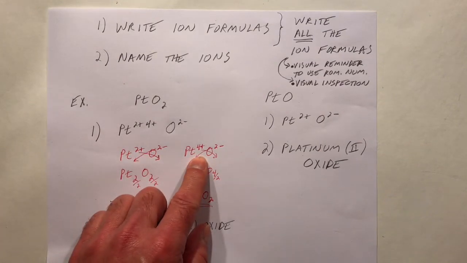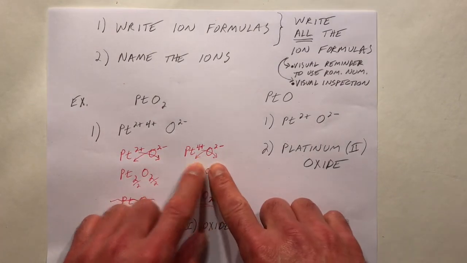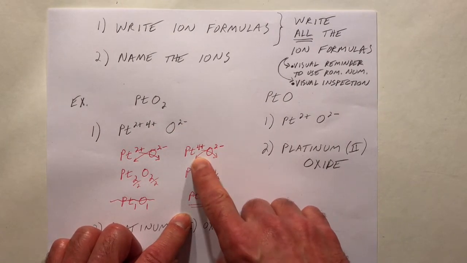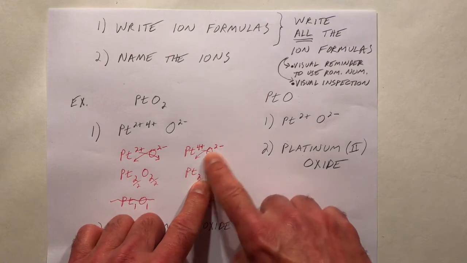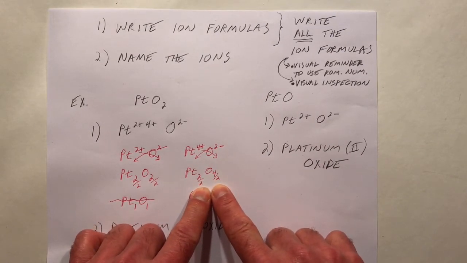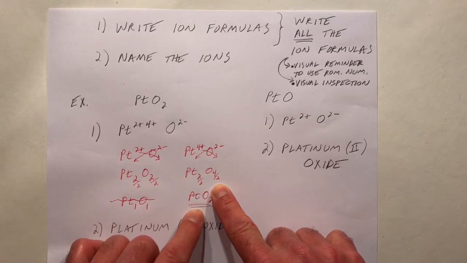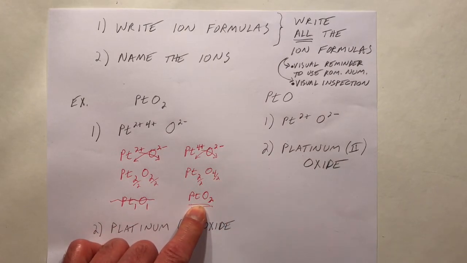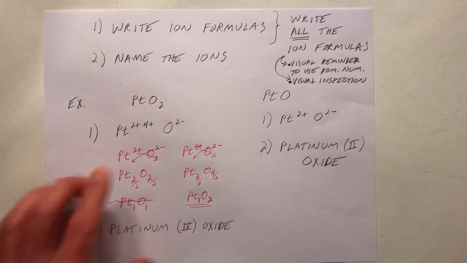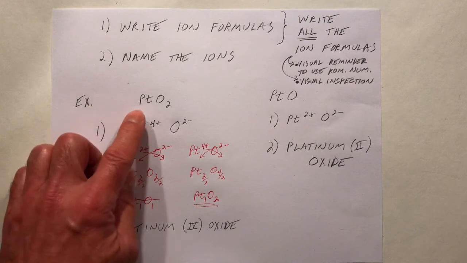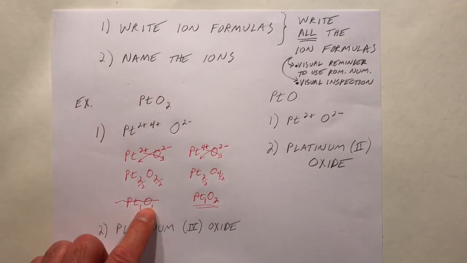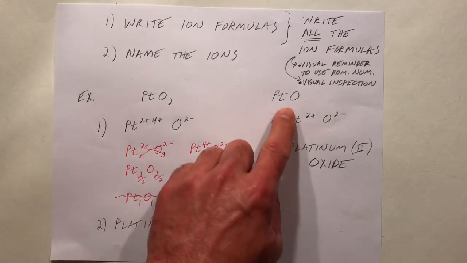Let's consider if we use the 4+. So here we have Pt4+ and O2- crisscrossing. The 4 goes there and the 2 goes there. And we initially get Pt2O4. Now that reduces down. We can divide 2 and 4 both by 2. 2 divided by 2 is 1. 4 divided by 2 is 2. So Pt1O2 matches that formula there. So this is actually platinum 4 oxide. And if we get PtO, we've used platinum 2+. This is platinum 2 oxide.